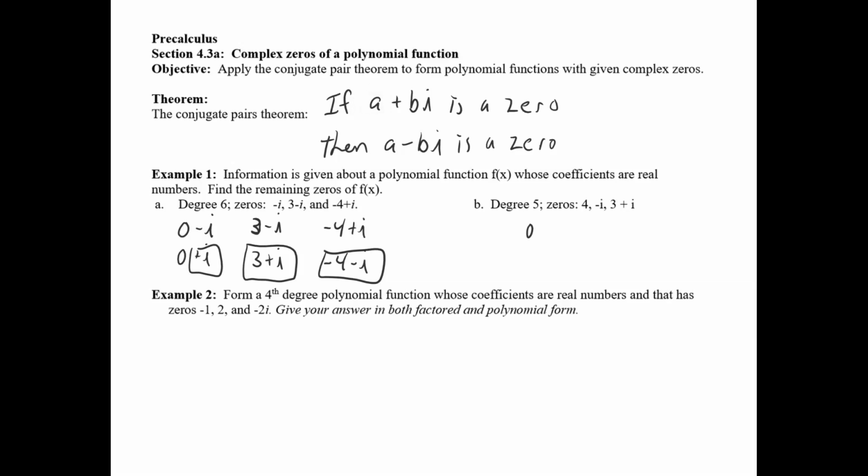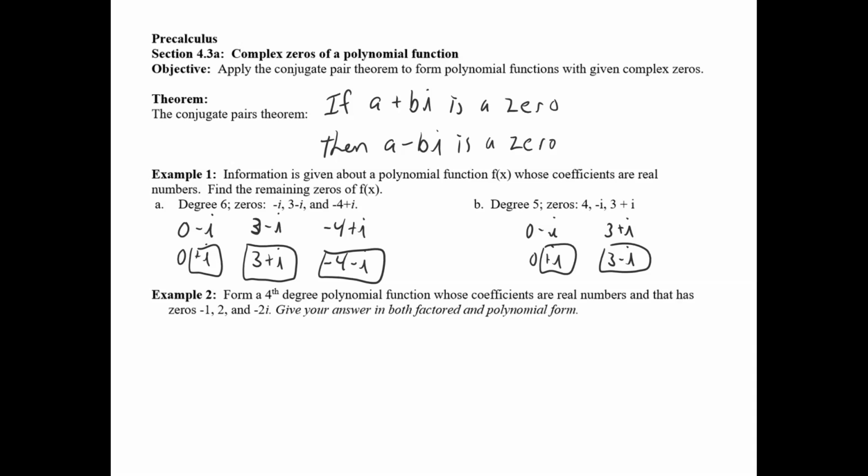So we're going to have the 0 minus i was given, so we know that 0 plus i, or just positive i, will be another one. And we have 3 plus i is given, so 3 minus i will be the other one. So we found the remaining 2. We were given 3, we found the remaining 2.